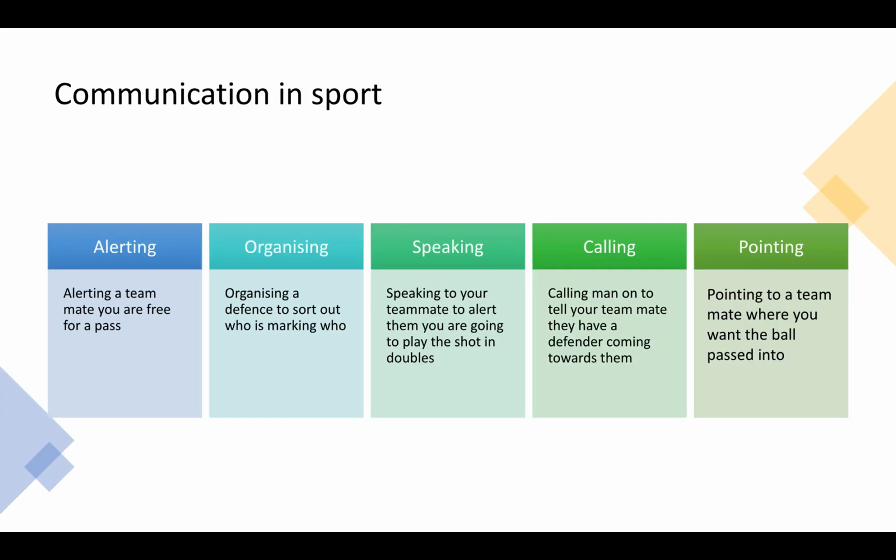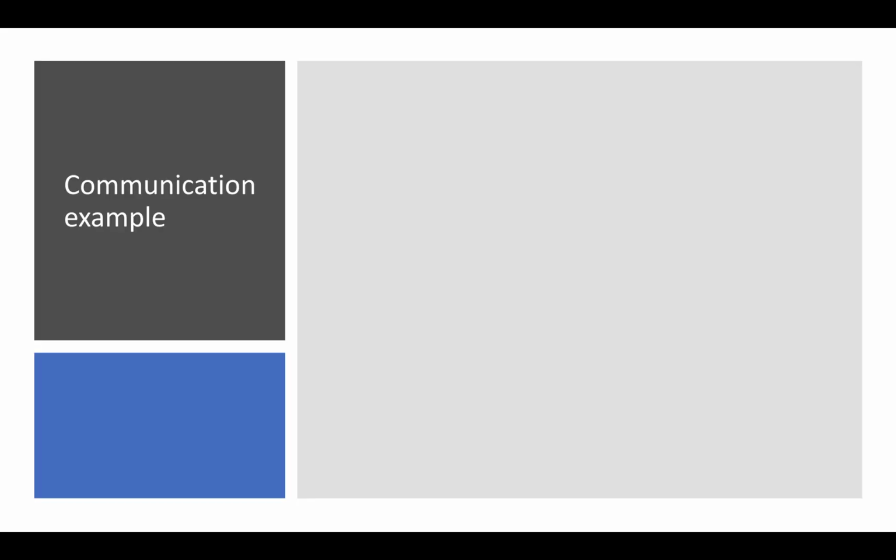Some examples of communication in sport are alerting a teammate that you are in a free position to receive a pass. It could be organising a defence to sort out who is marking who. It could be speaking to your teammate in a game of doubles in badminton or tennis to alert them to the fact that you're going to hit the shot. It could be calling man on to a teammate if they have a defender coming towards them in football. Or it could simply be pointing to a teammate where you want the ball to be passed into.